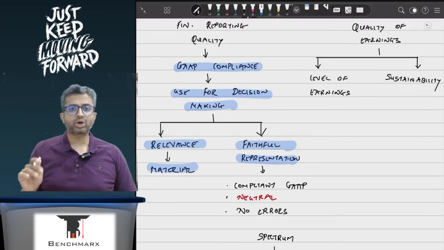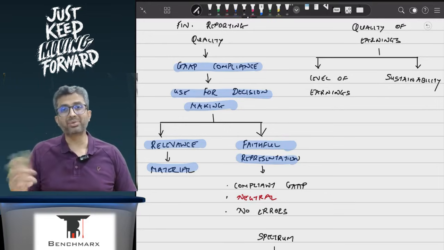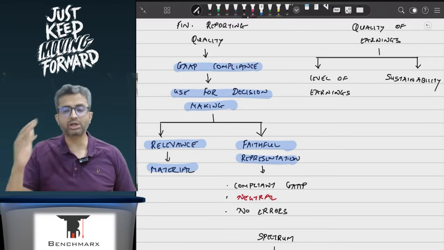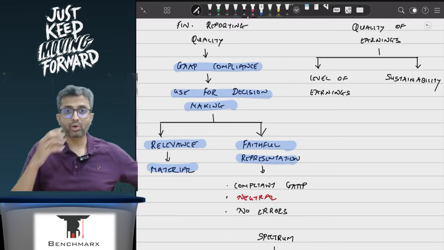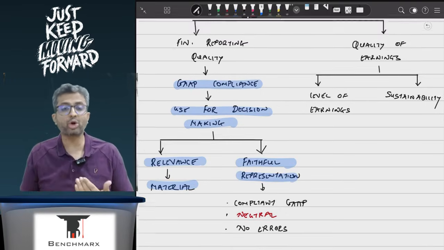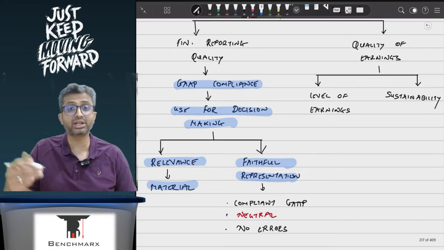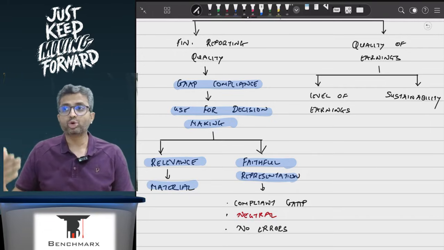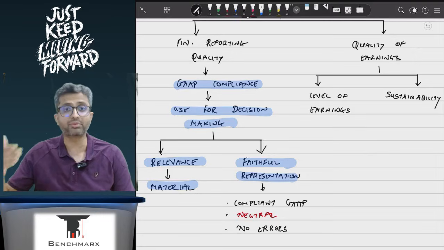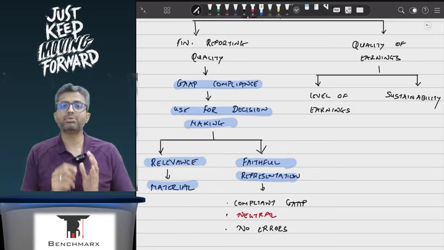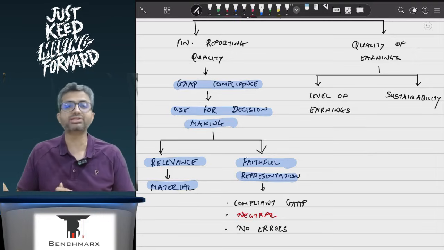Now, merely because the report is of good quality does not mean that the company is of good quality. Maybe the company is perennially loss making, it is losing money. You are doing proper reporting, you have shown everything properly. But there is financial reporting quality and second is quality of earnings. For a company to have good quality of earnings, these earnings should be profitable and they should be sustainable. Merely because you are following GAAP does not mean your quality of earnings is good.